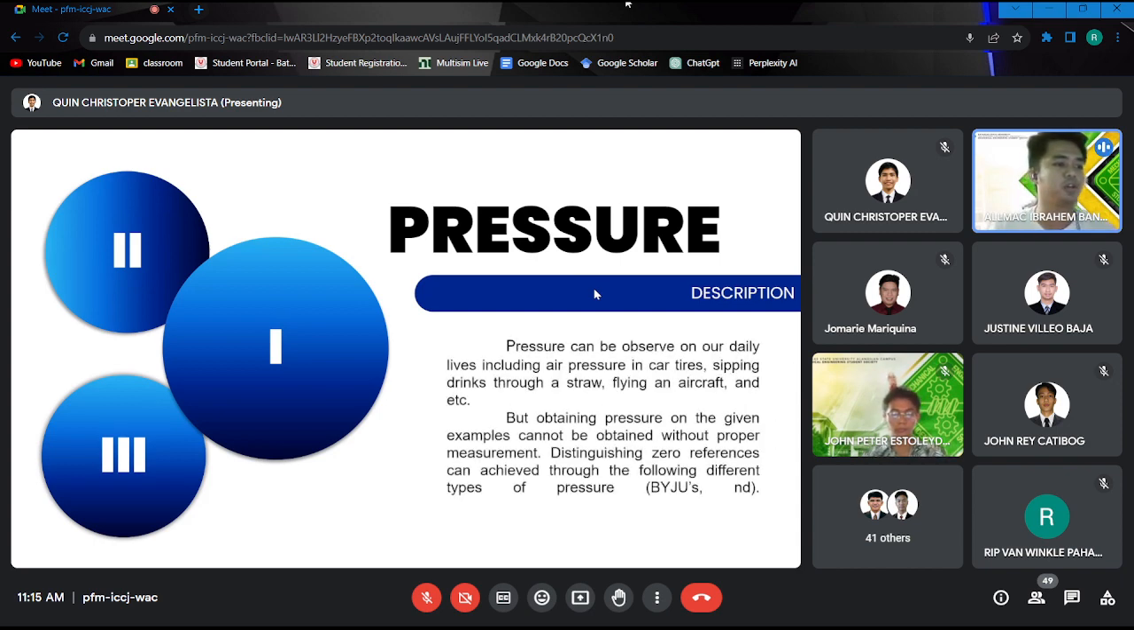Pressure can also be observed in our daily life. So these are the applications of pressure. Some are the air pressure in car tires, sipping drinks through a straw, flying an aircraft, and so on. But pressure in the given examples cannot be obtained without proper measurement. Distinguishing zero references can be achieved through the following different types of pressure, as stated by the BYJU's site.